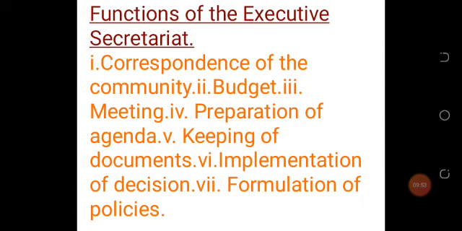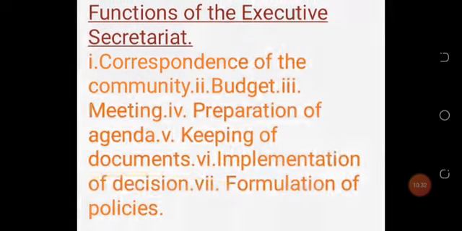The meeting, it makes arrangements for all the meetings of the community. That is, every meeting held by other organs is prepared by the executive secretariat. Keeping of documents. All documents of this organization are kept by the what? By the executive secretariat. Implementation of decisions. It implements the Council of Ministers' decisions and decisions of the Authority of Heads of State and Government. That is, the Executive Secretariat implements all decisions made by the Council of Ministers and the Authority of Heads of State and Government.